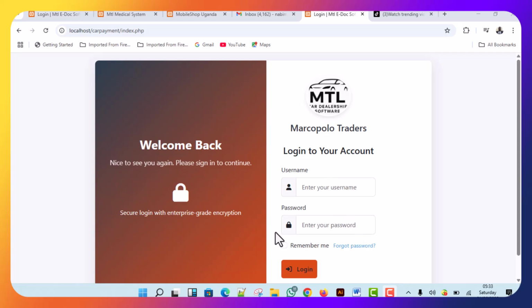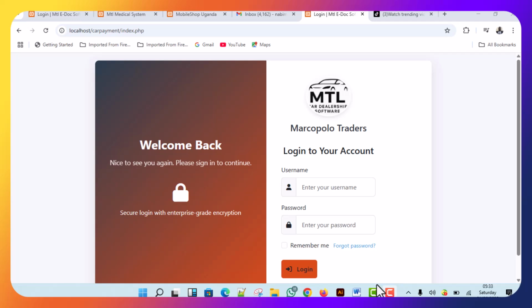Yeah, so let's look at our system fully. Our system is a car management system, a car dealership system, whereby you track the car from when it enters the bond, the expenses it has incurred while in the bond, to selling. You track all the expenses, all the purchases, sales, and accounts.